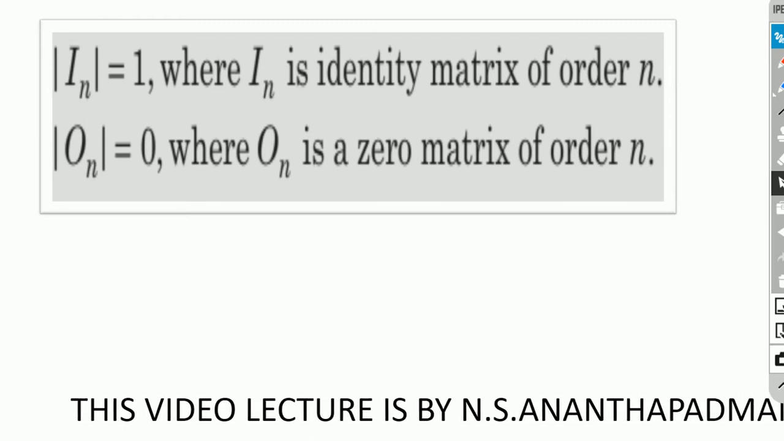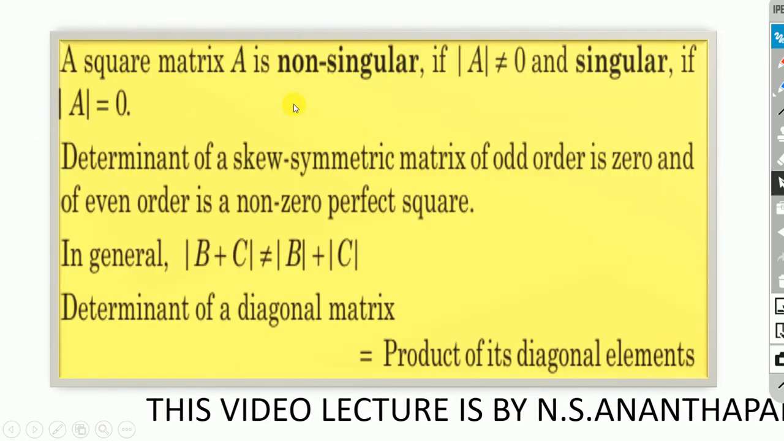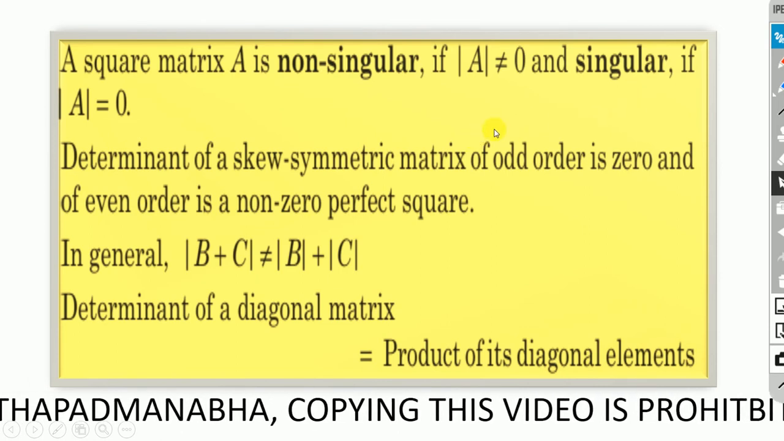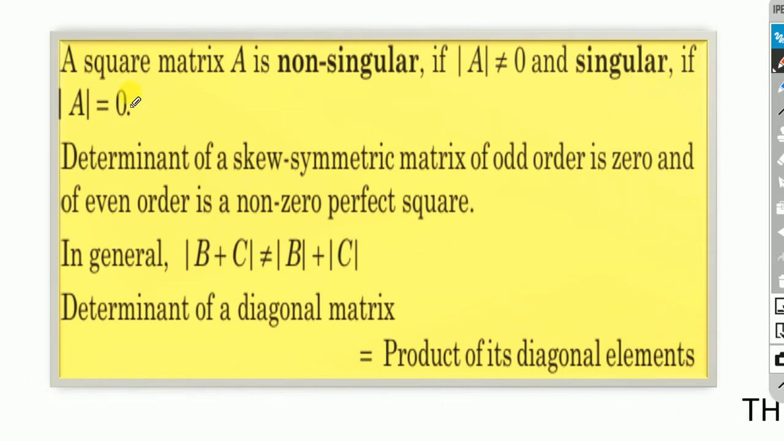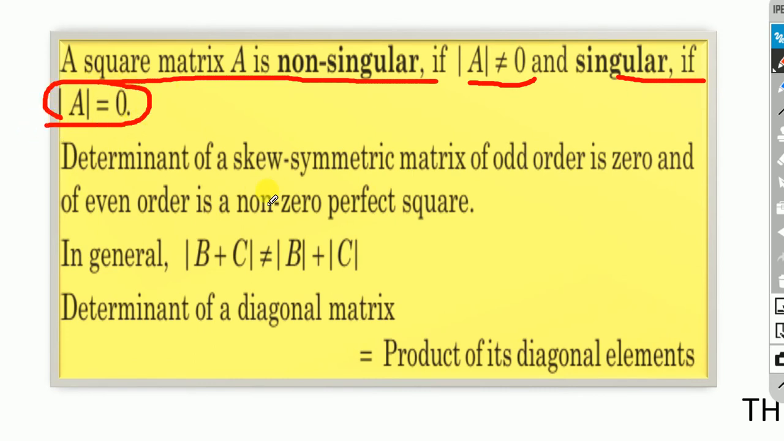Next, a square matrix A is non-singular. We will see what a singular and non-singular determinant is. A square matrix A is non-singular if determinant of A is not equal to 0, and singular if determinant of A is 0. That is, when you find the determinant of a matrix A and it is 0, then it is a singular matrix. And if it is non-zero, that is, not equal to 0, then it is a non-singular matrix.